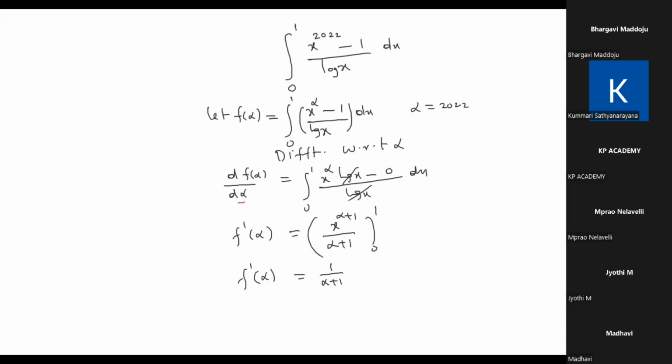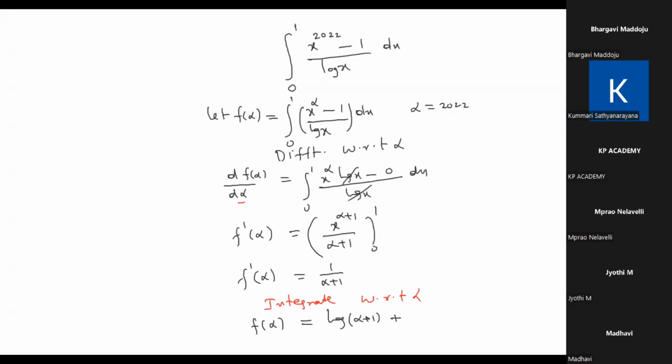Now, we want f of alpha. So for that, you have to integrate with respect to alpha. Then f of alpha becomes log of alpha plus 1, plus c. The denominator is log x, which is constant because it is constant with respect to alpha.